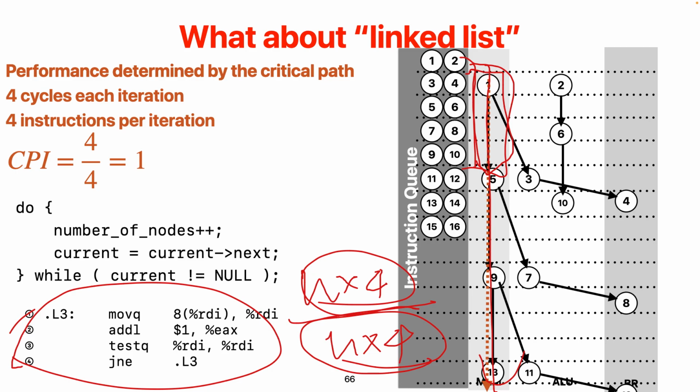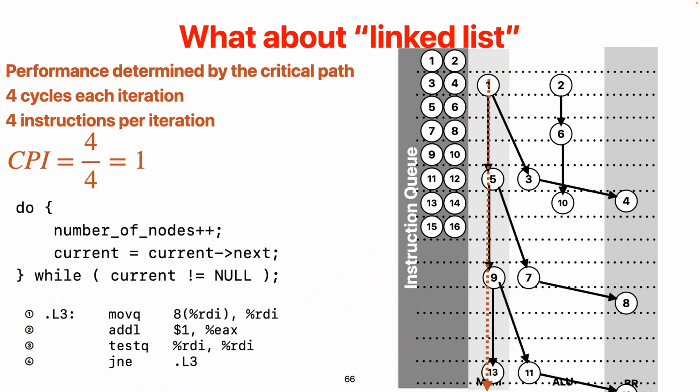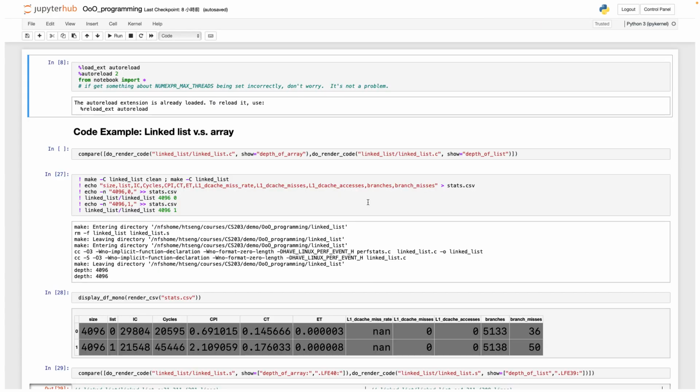So okay, you have a 2-issue pipeline, but if you have a linked list code, it's actually going to make your performance only half of the throughput that you have. And the critical path is on instruction 1 and it maps to current equals next, because you have this pointer dereferencing. So let's see, how does that work on a real modern processor?